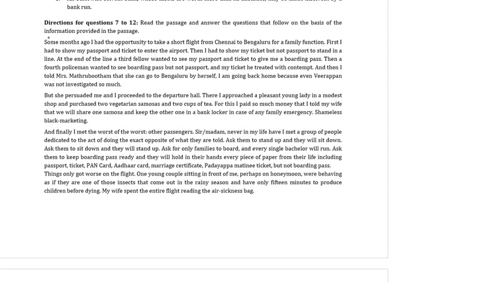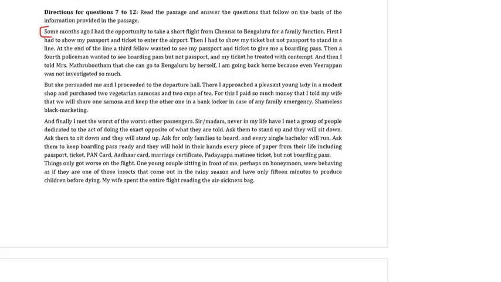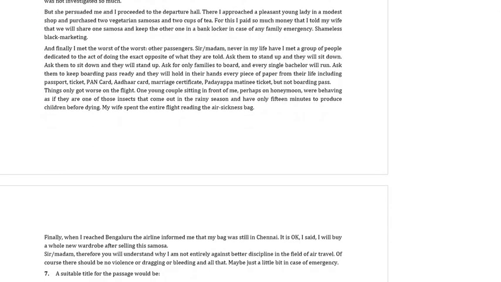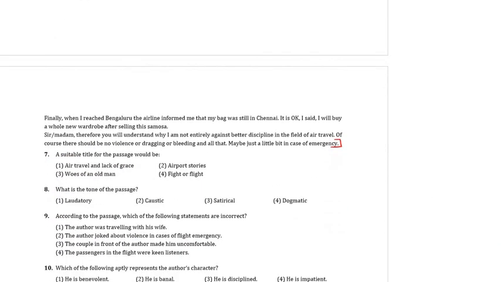Starting off from this point, some months ago I had the opportunity to take a short flight from Chennai to Bangalore. So it's more like a description in the first person where the person is talking about his experience. And then he says maybe just a little bit in case of emergency. When you read this passage, you will realize that this was more like a satire or a very caustic account of what the person went through in a flight. So it was a very sarcastic, caustic, acerbic passage. And then once you realize that tone, you can attempt all these questions pretty quickly.